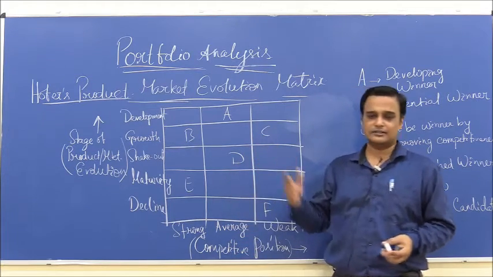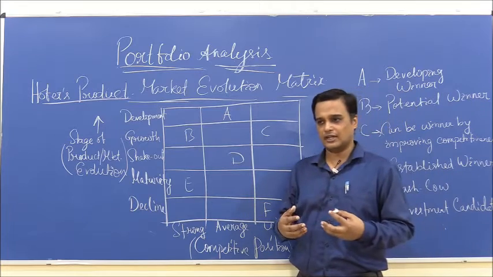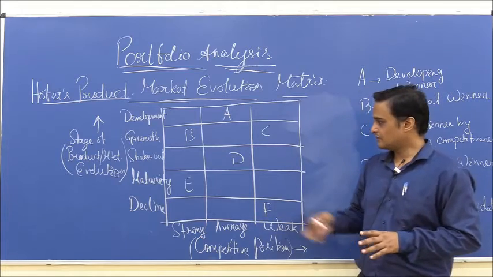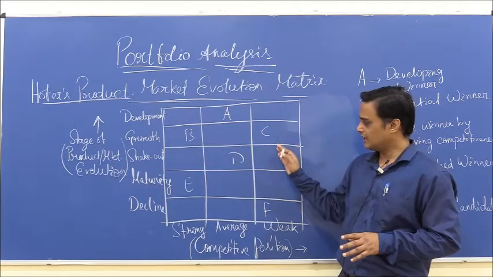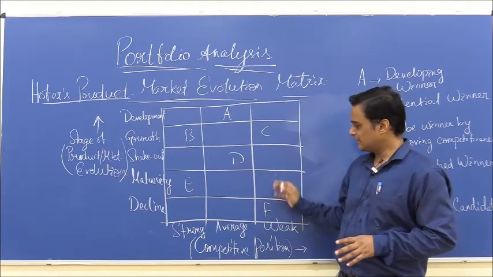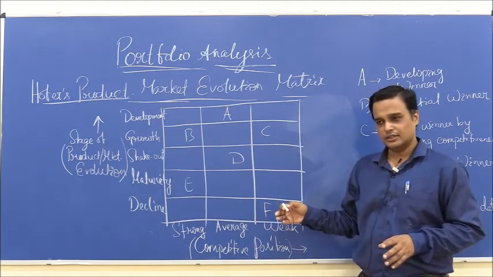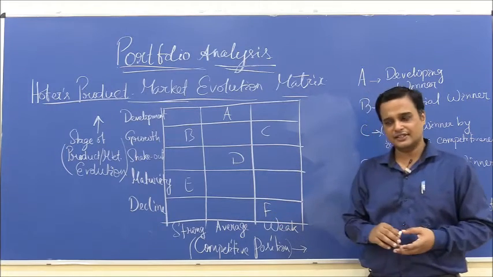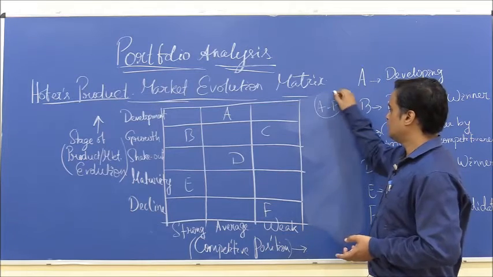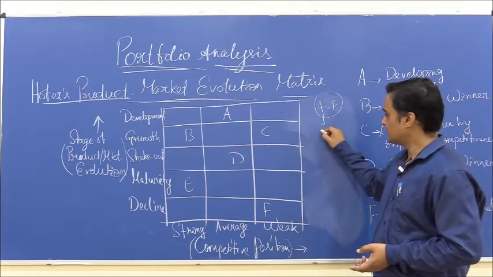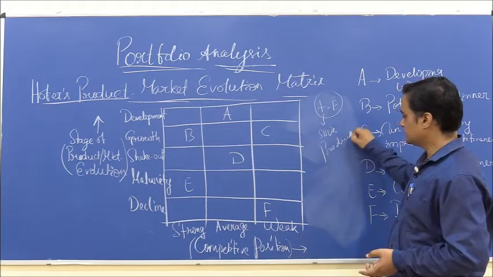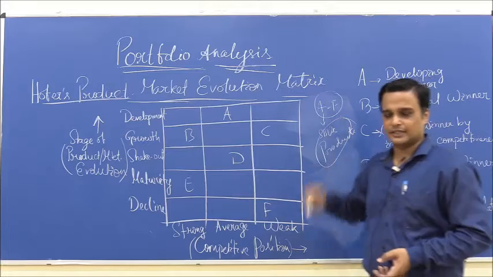Here in this matrix, competitive position is determined or expressed in terms of market share. As you see in this diagram, I have mentioned these letters of the alphabet A to F. What do these letters signify basically? They represent various SBUs or product categories of a multi-product company.